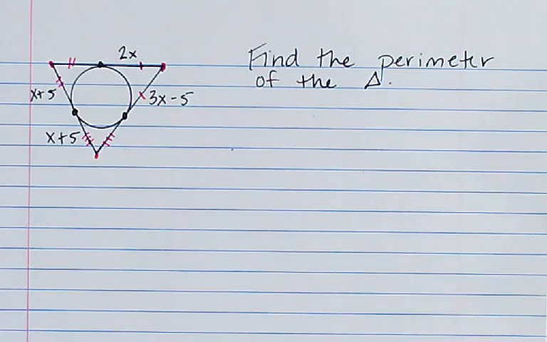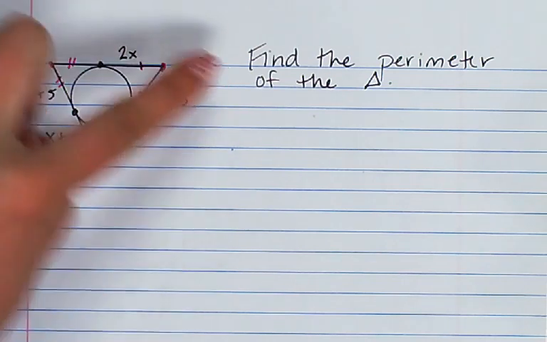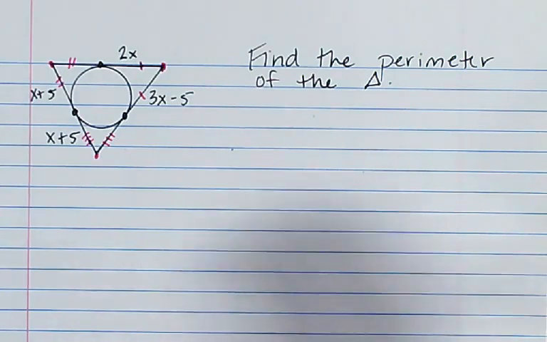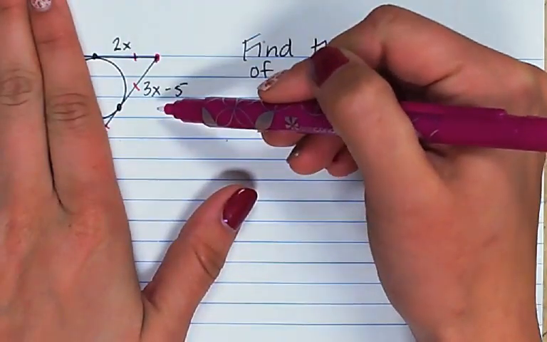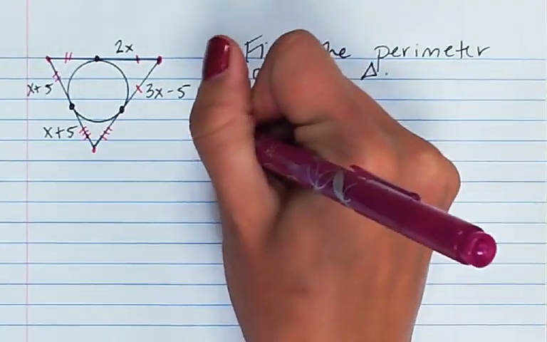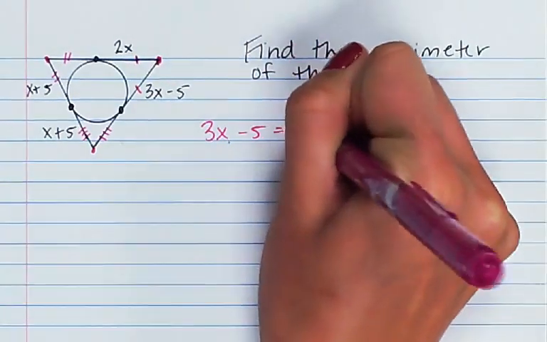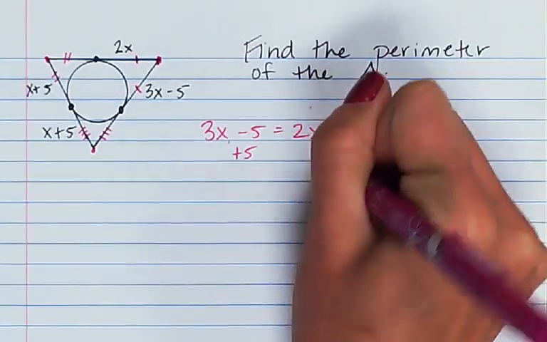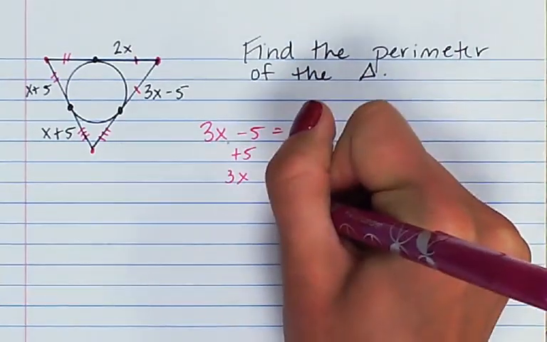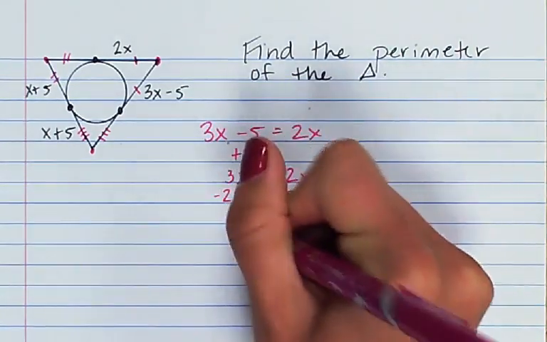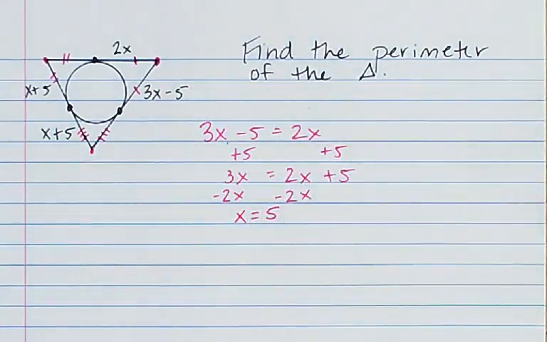To figure out the perimeter, we need to figure out what x is, figure out all the missing parts, and then add up everything along the outside. The only one that I have enough information to solve for x is this one here, because if those have to be the same, that means that 2x has to equal 3x minus 5, and I can solve that. So I'm going to add 5 to both sides, subtract 2x. So x is 5.